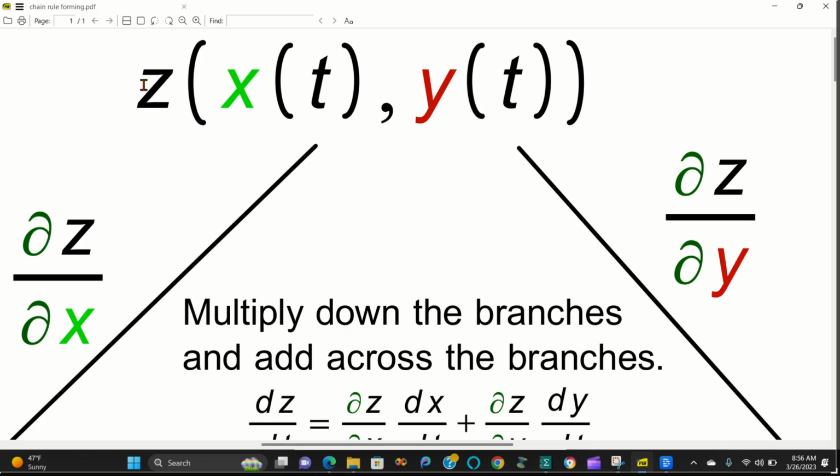So here, let's look at this expression. We have z. That's our outermost variable. Then we have x, and we have y. Those are our intermediate variables. The t is our independent variable. That's how you think about the structure.